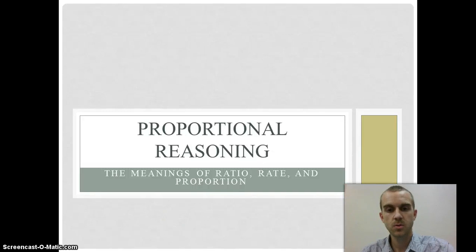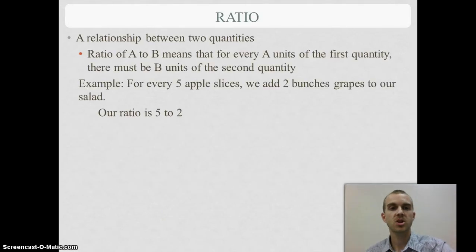In this video, we'll explore the meanings of rate, ratio, and proportion. Now, when we talk about ratio, we're looking at a relationship between two quantities. And when we say the ratio of A to B, what we mean is that for every A units of that quantity in the first order, we're going to have B units of the second quantity.